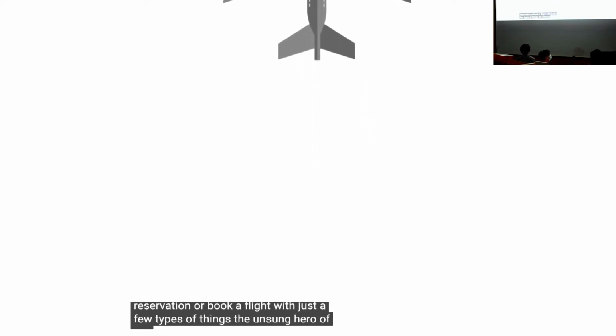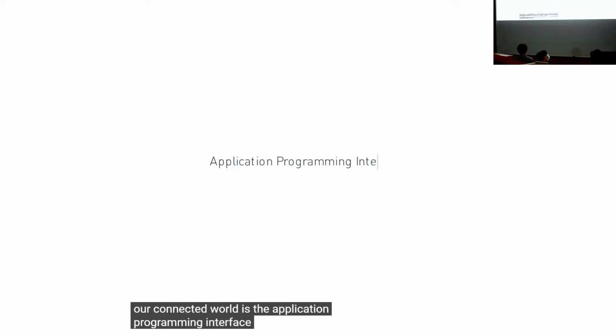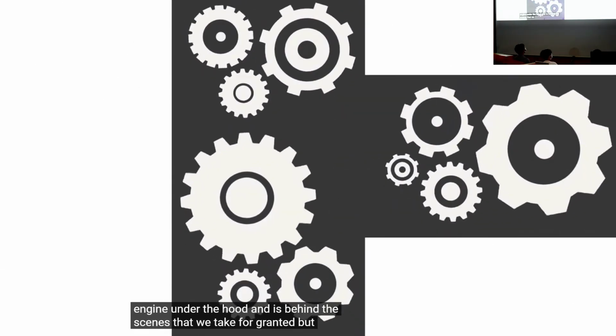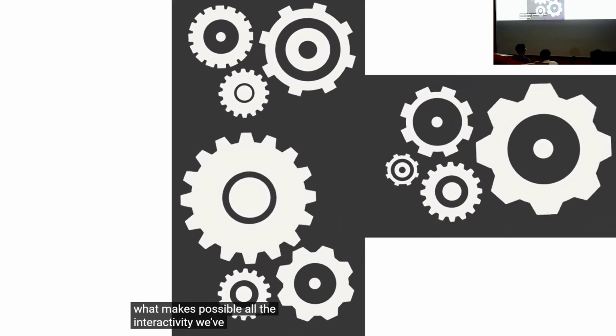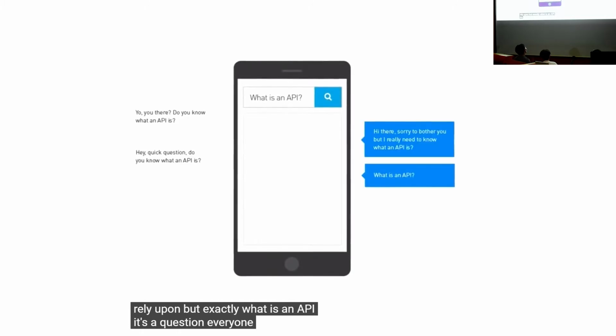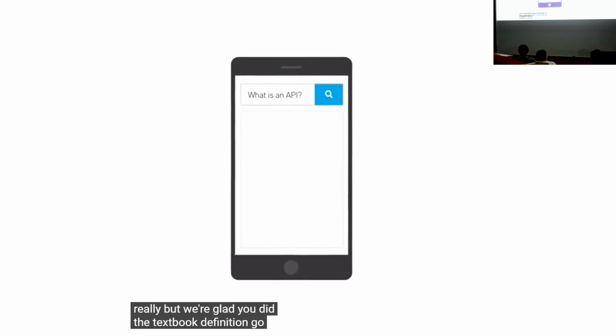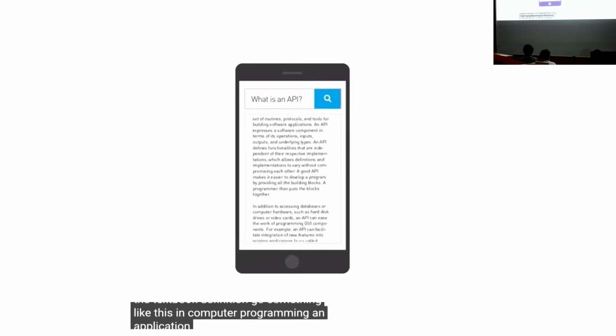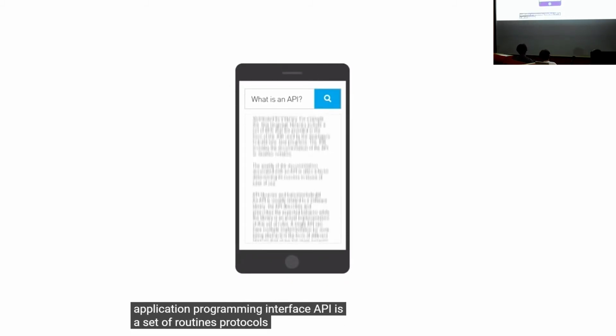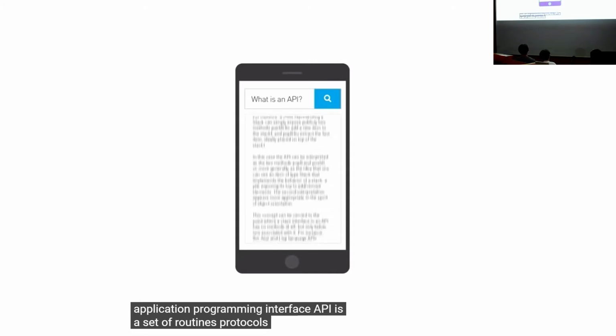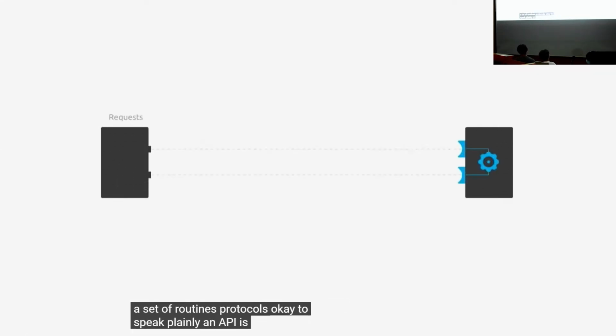The unsung hero of our connected world is the Application Programming Interface, or API. It's the engine under the hood and is behind the scenes that we take for granted, but it's what makes possible all the interactivity we've come to expect and rely upon. But exactly what is an API? It's a question everyone asks. Okay, not really, but we're glad you did. The textbook definition goes something like this. In computer programming, an application programming interface, API, is a set of routines, protocols, and tools for building software. An API expresses a software component in terms of operations, inputs, outputs, and underlying types. Okay, to speak plainly, an API is the messenger that takes requests and tells a system what you want to do, and then returns the response back to you.